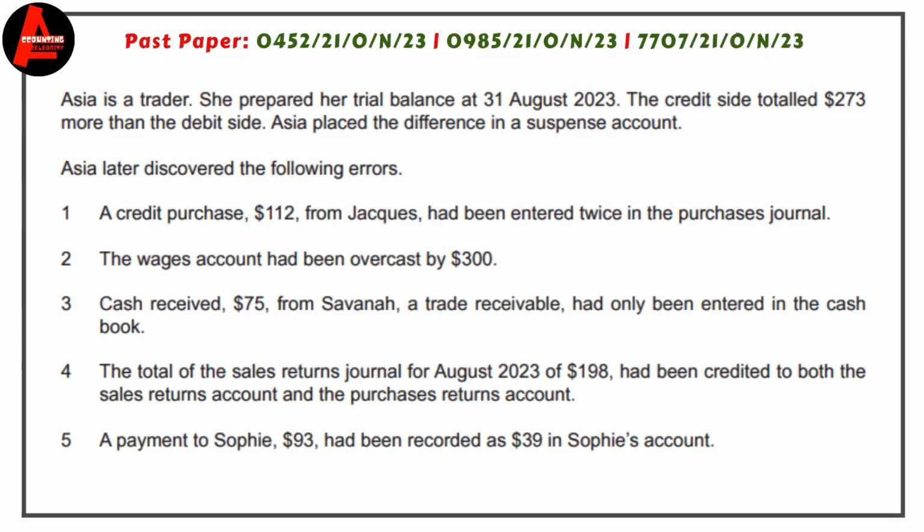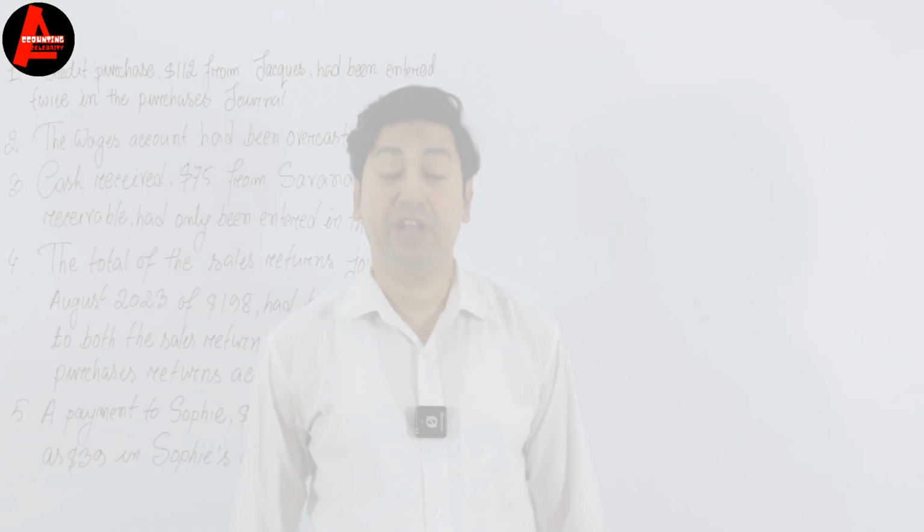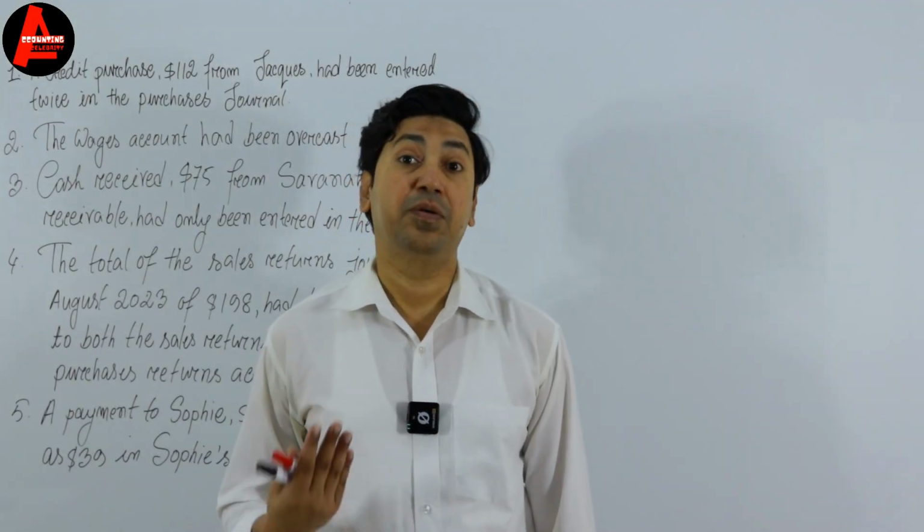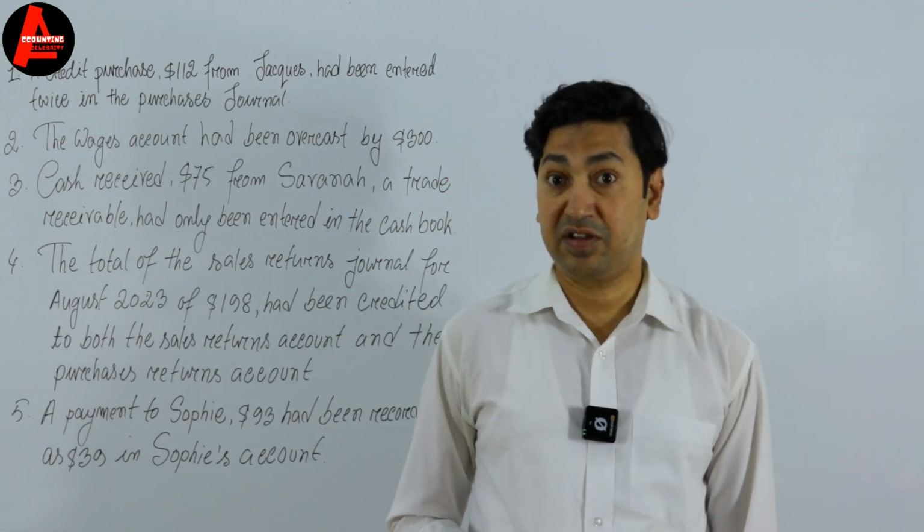Asya is a trader. She prepared her trial balance at 31st August 2023. The credit side total was $273 more than the debit side. Asya placed the difference in a suspense account. Asya later discovered the following errors. So here we see 5 errors, okay? She already prepared her financial statements. After preparing, she discovered these errors.